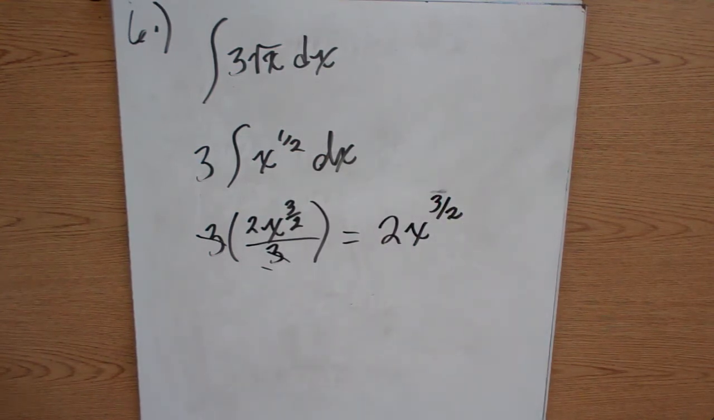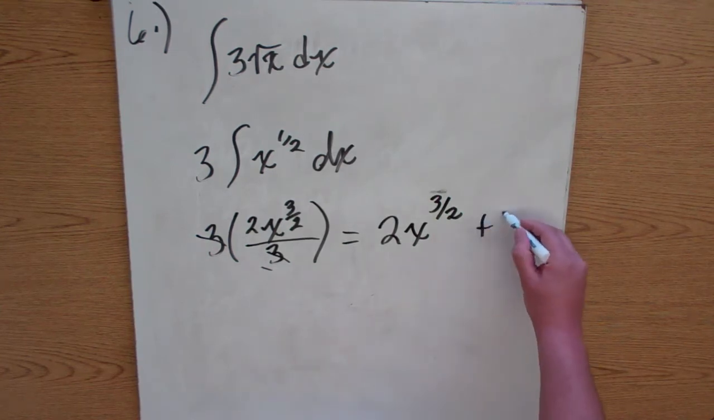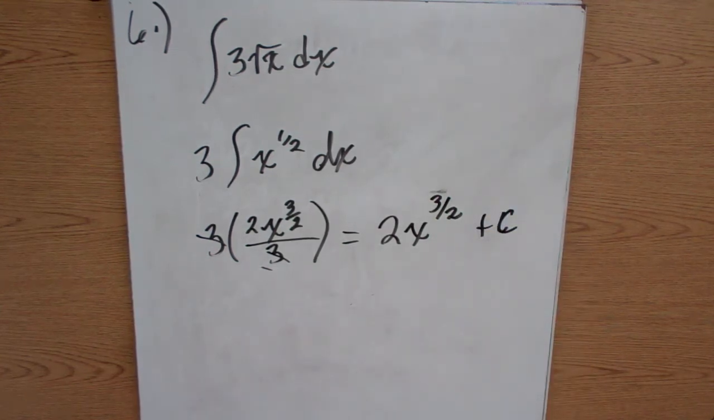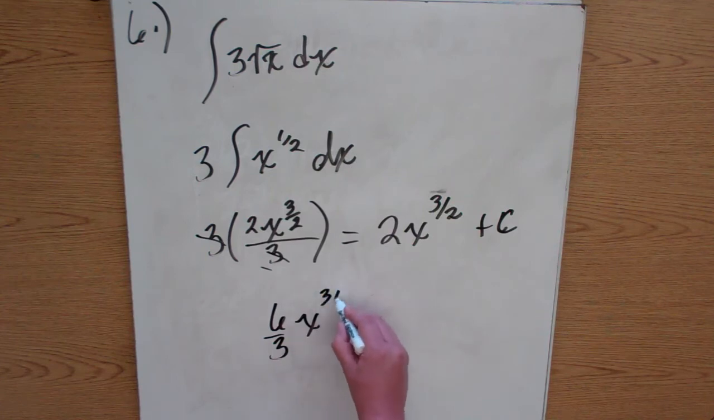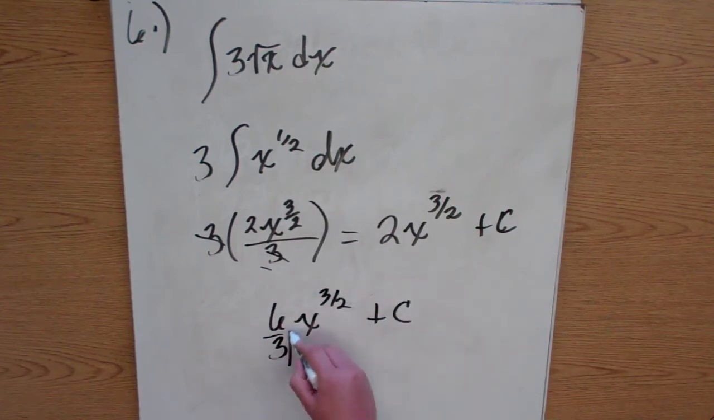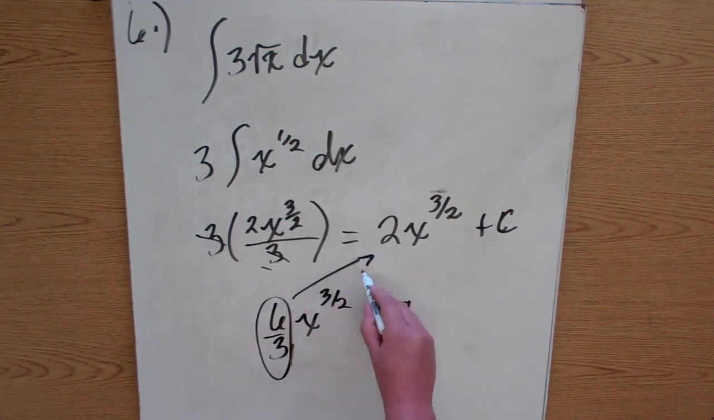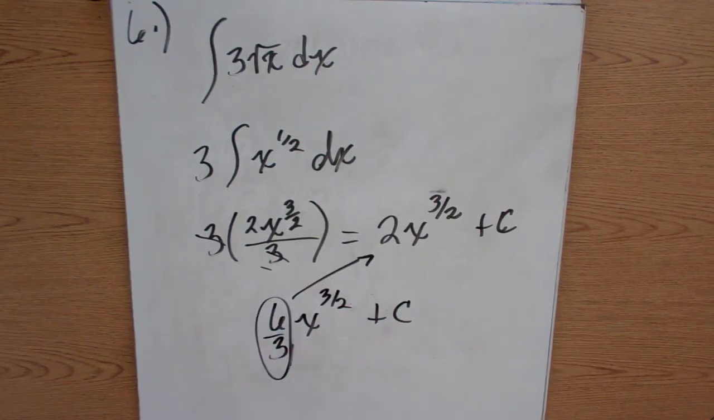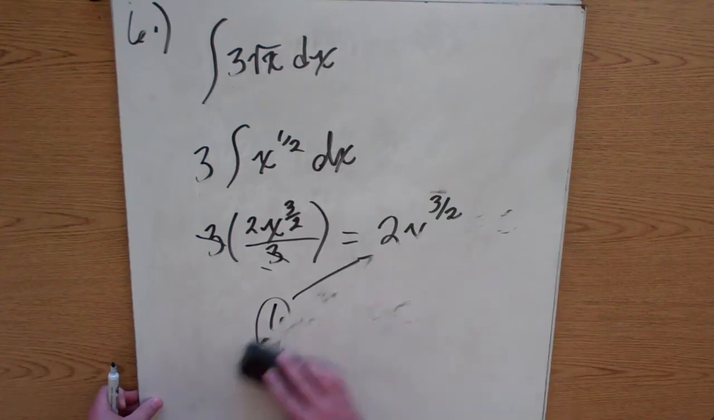And that's your final answer, of course, plus c. I know on the answer sheet, if you turn this over, it says 6/3 x to the 3/2 plus c. But what does 6/3 equal? 2. So it's the same answer. They just left it in fraction form instead of canceling out the 3's. Let's move on to number 7 now, shall we?